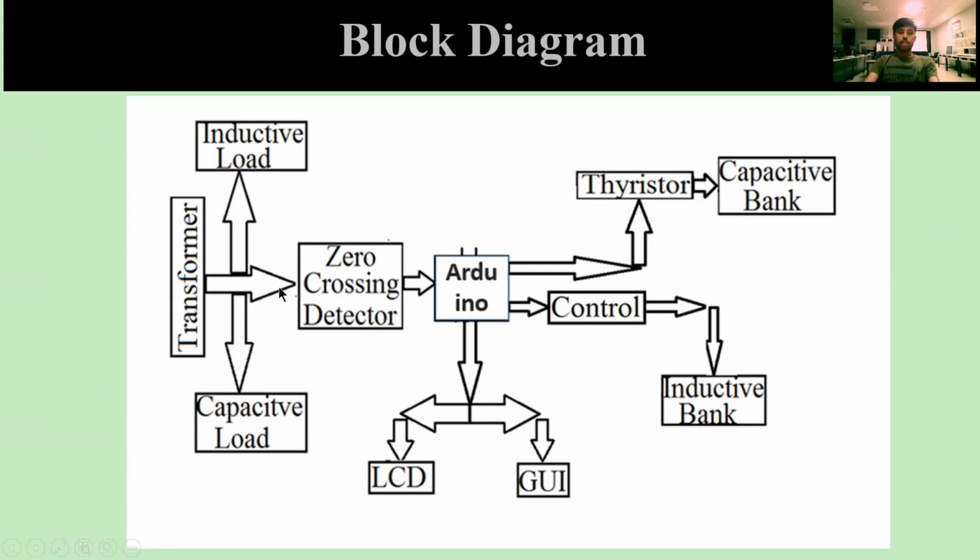These low voltages will be applied to the zero crossing detection to detect the zero crossing. After the zero crossing is detected, the signal will be sent to the Arduino. The Arduino will sense this signal, take it as a reference, and generate a pulse. That pulse will act as an input to the thyristor gate. Whenever we supply a gate pulse to the thyristor gate, at that instant the thyristor will be on, and it will switch either the inductive bank or the capacitive bank, depending upon the reactive power demand.